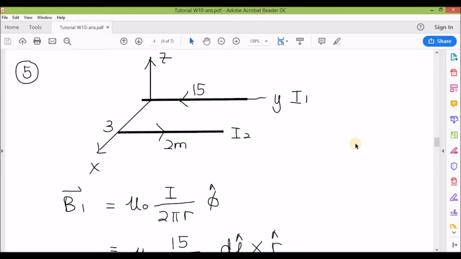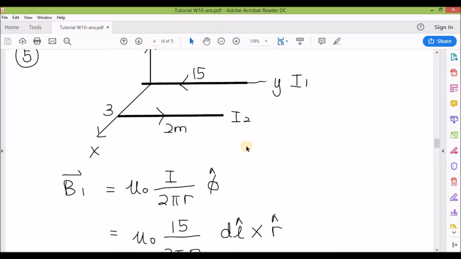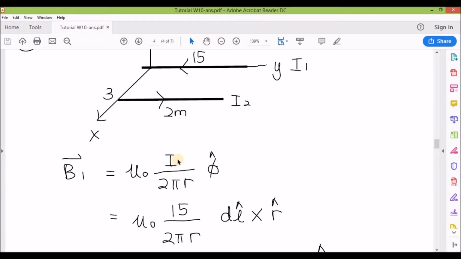Okay, so these are your current filaments flowing in different directions. Current is also different. So I label this one as I1, this one is I2. So first of all, I want to find how much magnetic flux density is produced by current I1. Okay, so this one is your formula, based on Ampere's law. So for the I1, the current is 15, and I want to know the magnetic flux density at the position of I2. Okay, at this position, what will be the magnetic flux density.